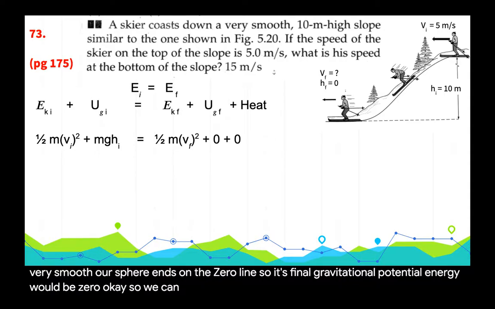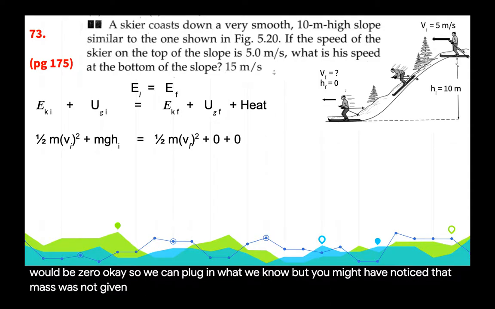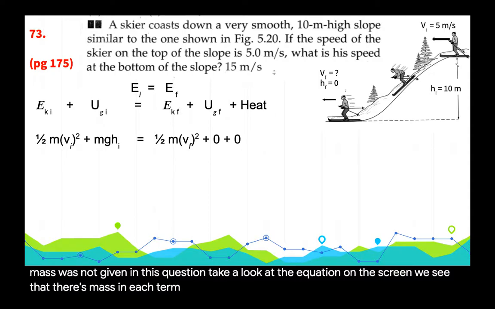So we can plug in what we know, but you might have noticed that mass was not given in this question. Take a look at the equation on the screen. We see that there's mass in each term. So, what could we do to eliminate the mass?